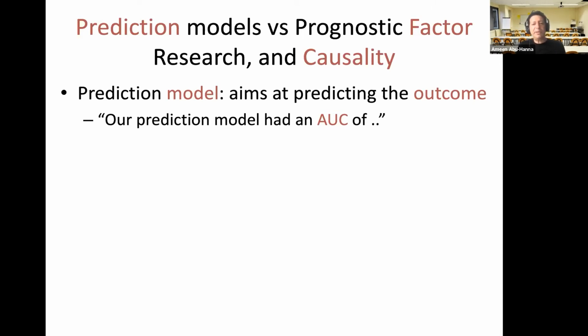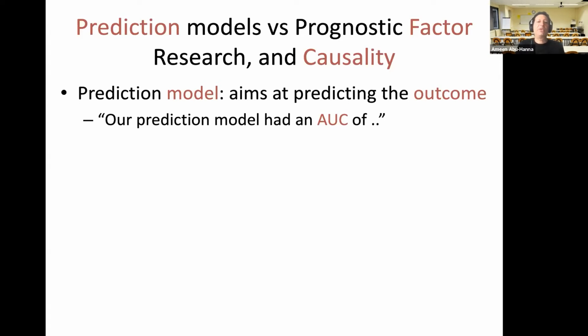When we talk about a prediction model, we're talking about a tool that is aimed to predict the outcome. It's, in a way, a kind of black box. I don't care. I just care that the predictions are good. So you would see in a paper, for example, our prediction model had an AUC of such and such.